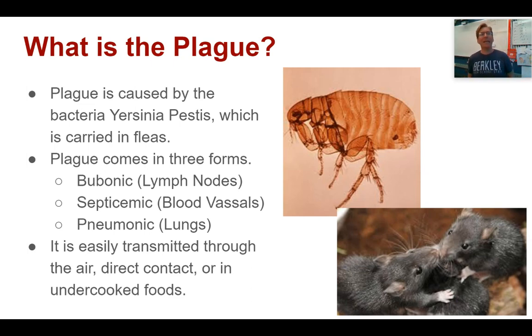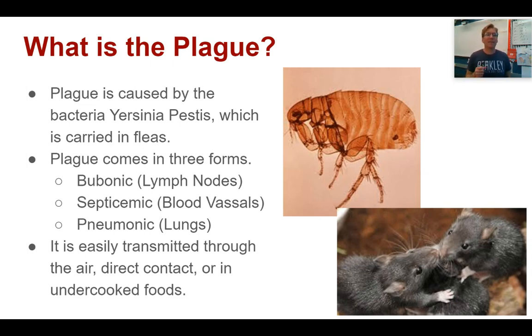The plague is caused by a bacteria, sneaky little thing called Yersinia pestis, which is carried in fleas. Now, the plague can be transmitted to people, or really any mammal, in three different forms. There's the most common, the bubonic plague, which is plague of your lymph nodes. That's the system in your body that helps keep you healthy. It kind of turns it against you.